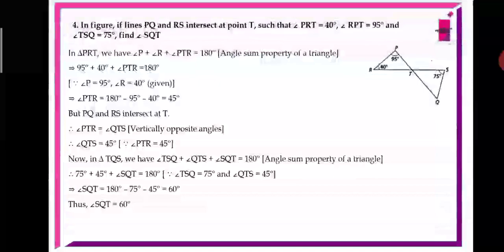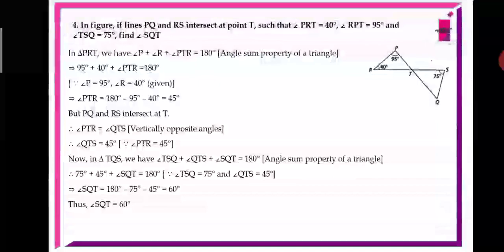In triangle PRT, we have angle P plus angle R plus angle PTR equals 180 degrees. It is the angle sum property of a triangle. We know angle P, which is nothing but RPT, 95 degrees. Angle R, which is nothing but angle PRT, 40 degrees. So 95 plus 40 plus angle PTR equals 180. So angle PTR equals 180 minus 95 minus 40, which equals 45 degrees.